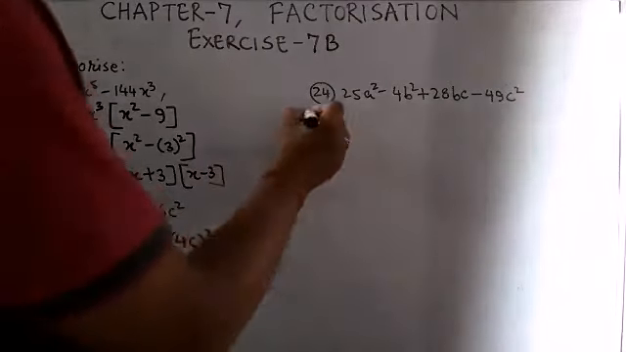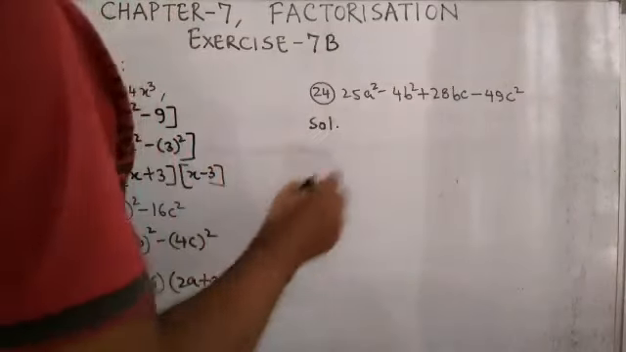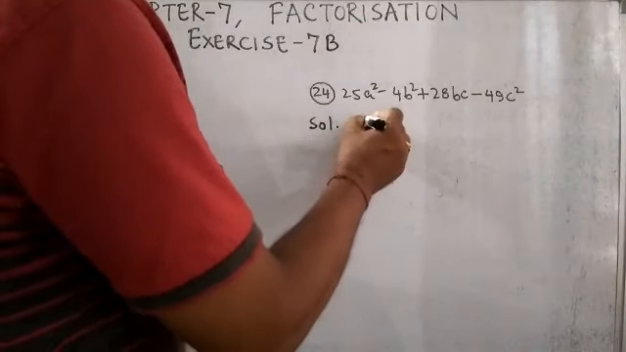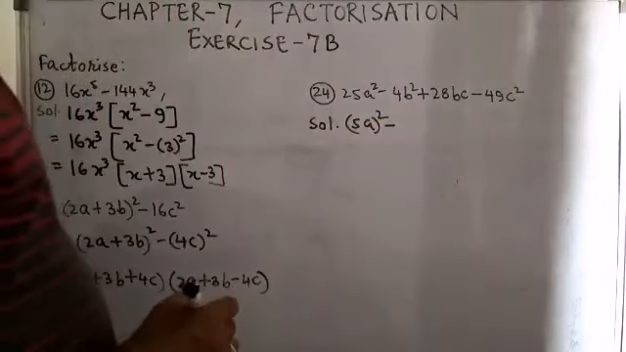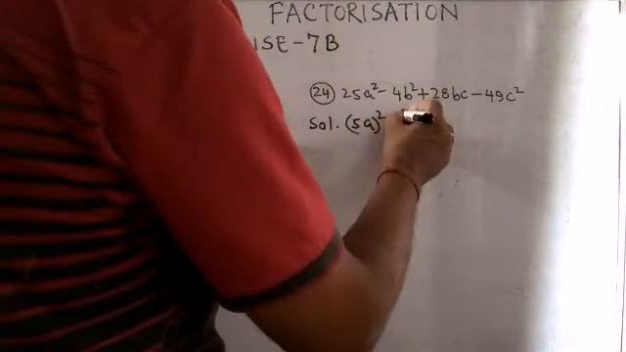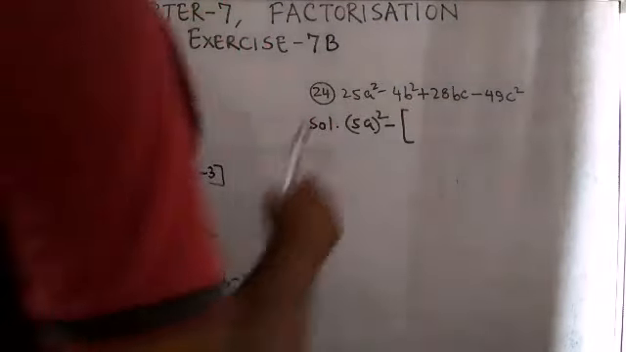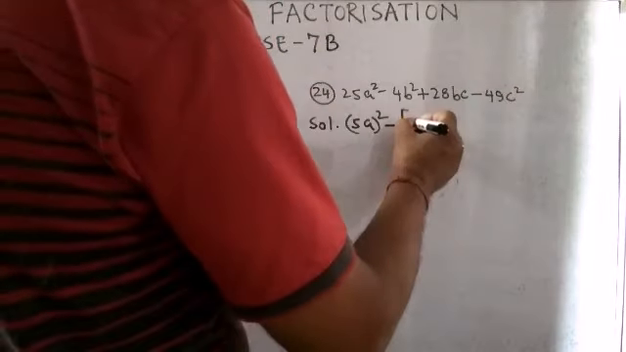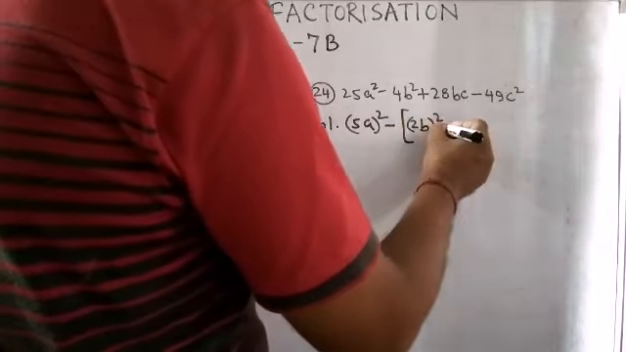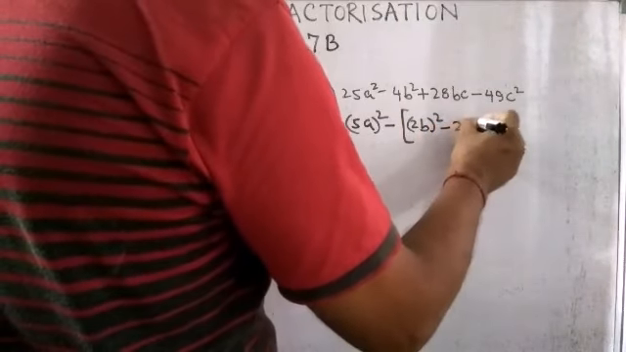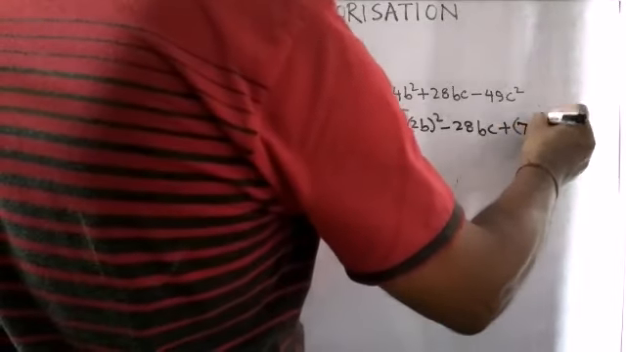Now in the next question, the first expression is to be changed first into a square, 5a square. Now minus is to be taken as a common sign. Now this entire expression is to be changed into the square of the second expression, 2b whole square minus 28bc plus 7c whole square.